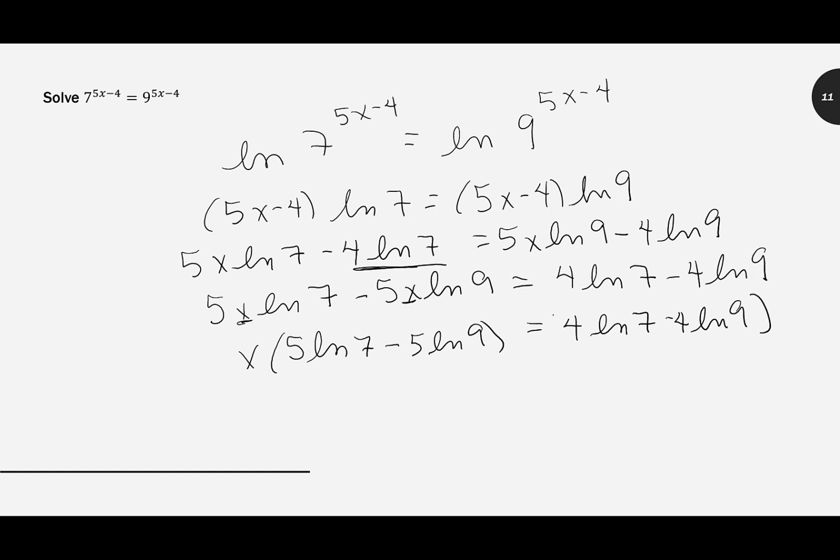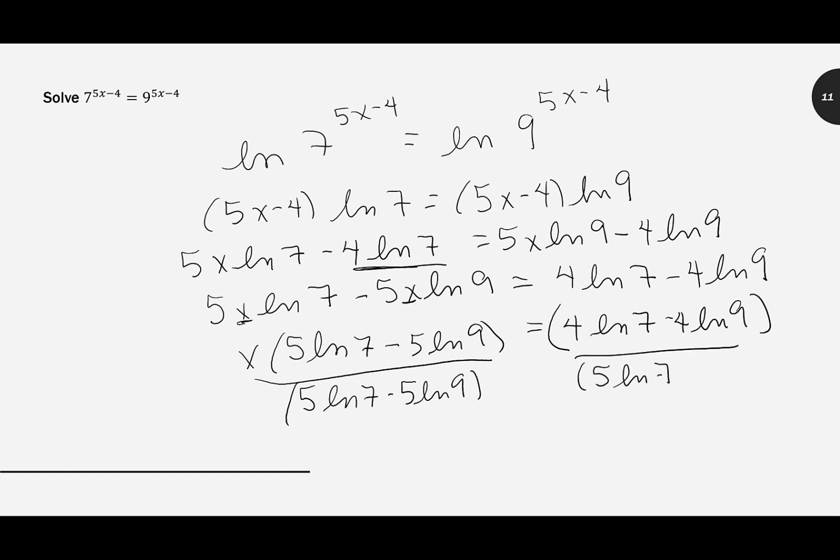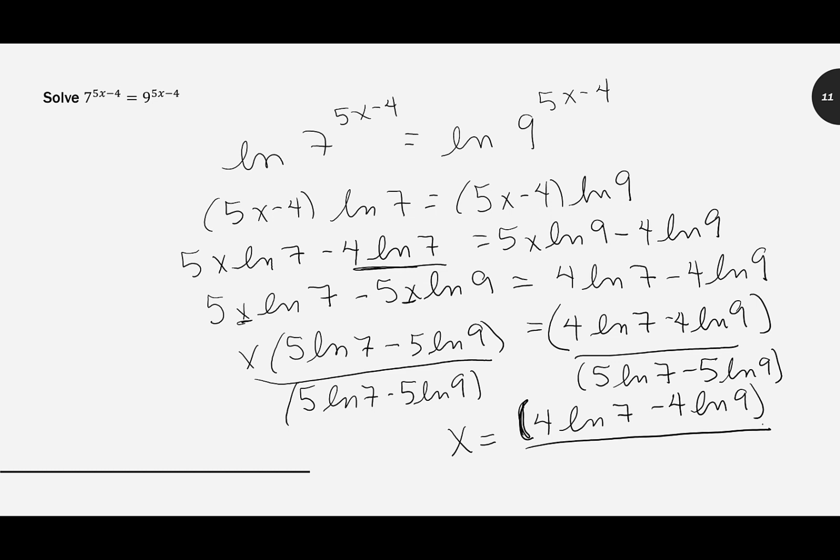Let's go ahead and put that in parentheses now. Kind of think ahead where we're going. I'm going to divide both sides by 5 natural log of 7 minus 5 natural log of 9. My answer exactly is 4 natural log of 7 minus 4 natural log of 9. Big parentheses, right? So I'm keeping track of that. Bottom, 5 natural log of 7 minus 5 natural log of 9.